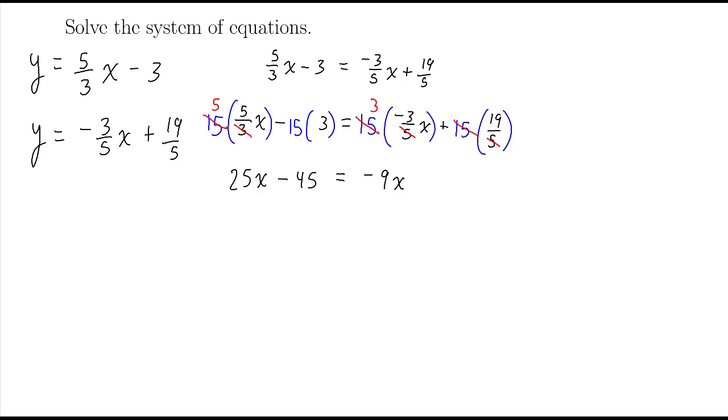15 divided by 5 is 3. 19 times 3 is 57. So this is my new equation. Easier numbers to work with. Let's get rid of the variable term on the right side. It's a -9x, so I'm going to add 9x to both sides.